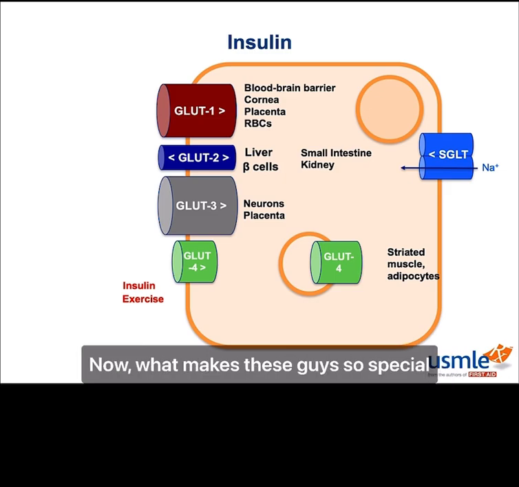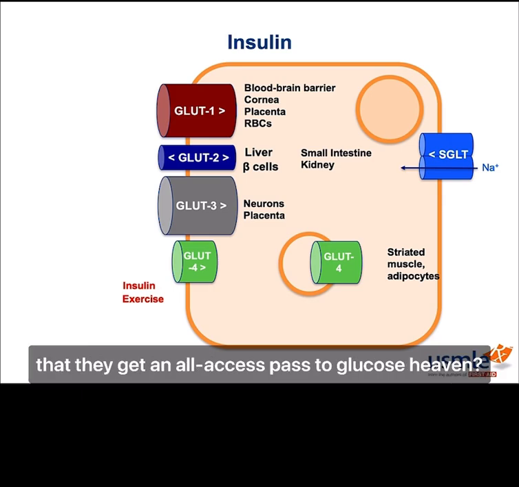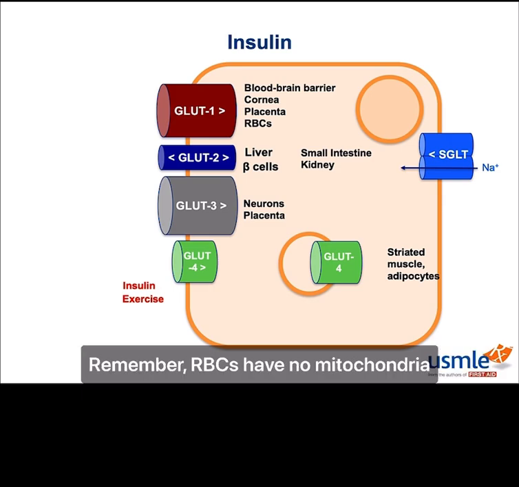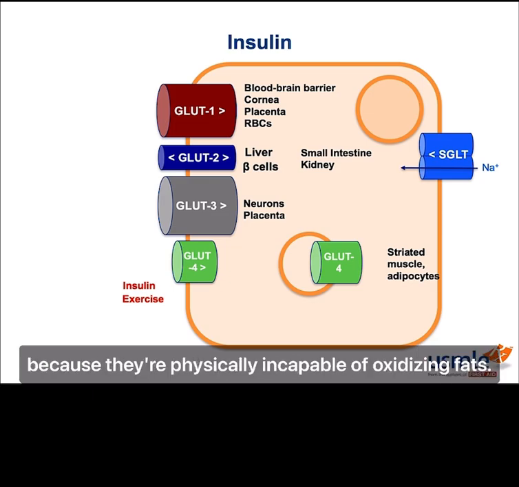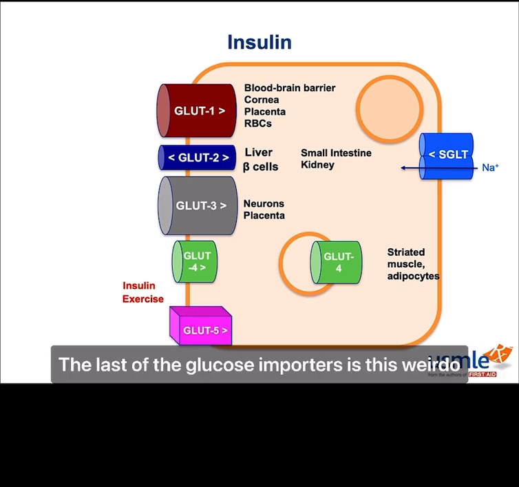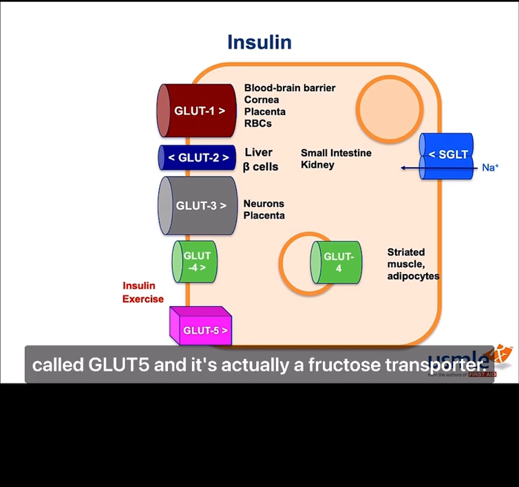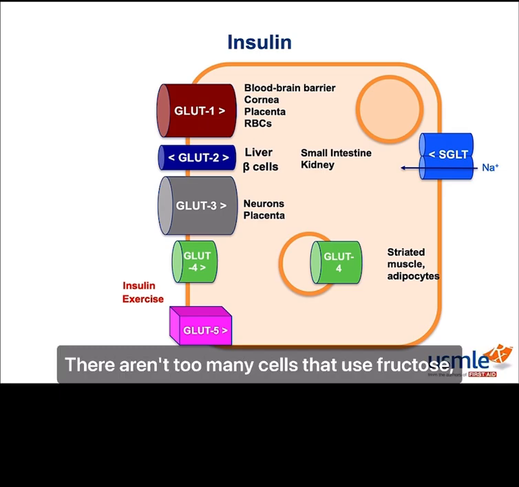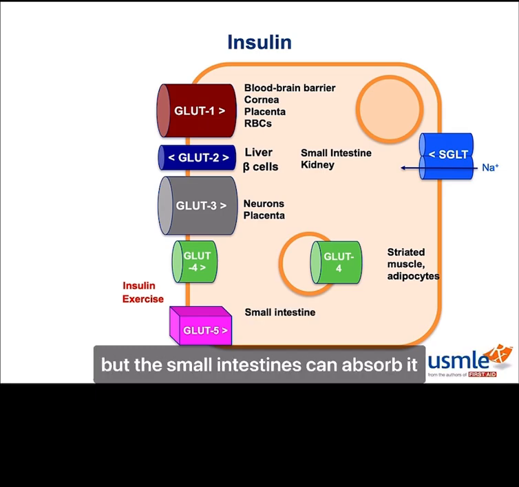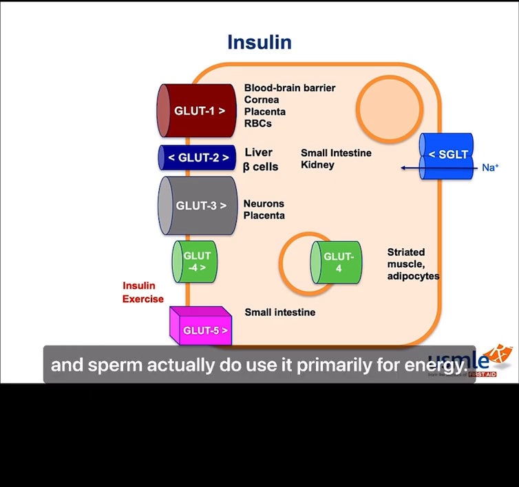Now, what makes these guys so special that they get an all-access pass to glucose heaven? Remember, RBCs have no mitochondria and can't undergo anything more efficient than anaerobic metabolism of glucose. So they need to chew up a ton of glucose to meet their energy requirements because they're physically incapable of oxidizing fats. The last of the glucose importers is this weirdo called GLUT5, and it's actually a fructose transporter. There aren't too many cells that use fructose, but the small intestines can absorb it and convert it to glucose for the rest of the body, and sperm actually do use it primarily for energy.